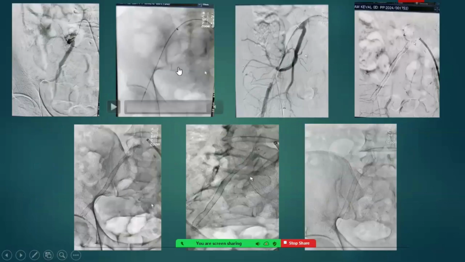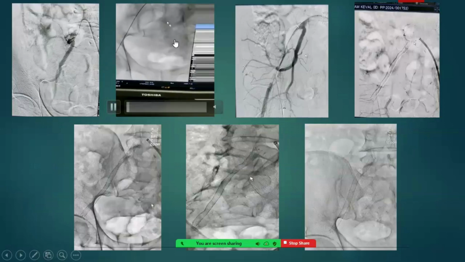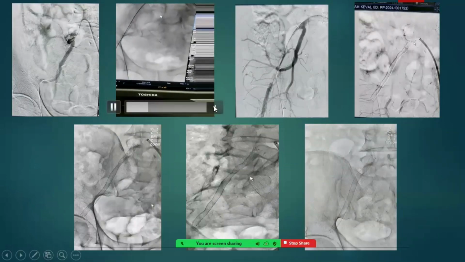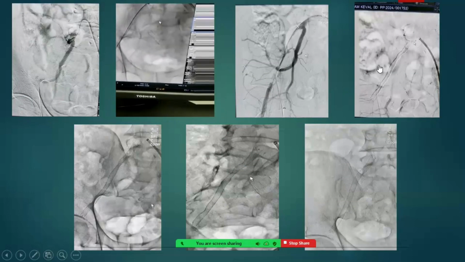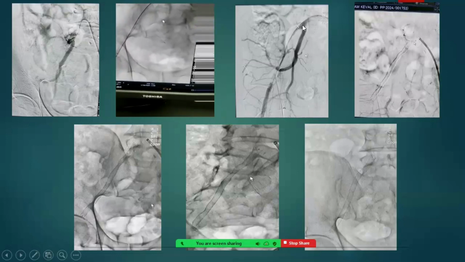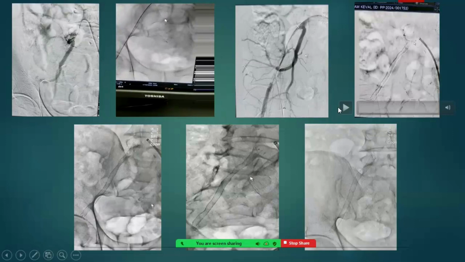In this case, we first tried only with the antegrade approach, rather than the retrograde puncture. Let's see whether we are able to cross with the antegrade puncture or not. So we were able to cross with the antegrade approach, the wire into the common femoral artery. Then, as we generally don't inflate the balloon in the external iliac artery, we directly put the stent in the external iliac artery.